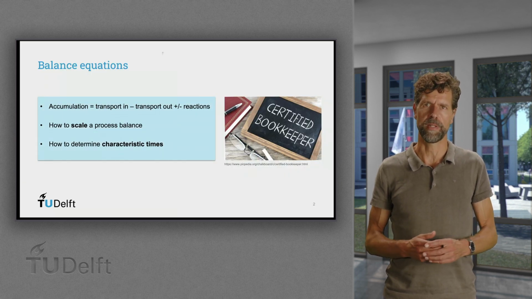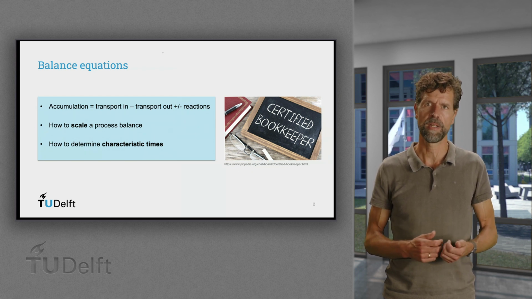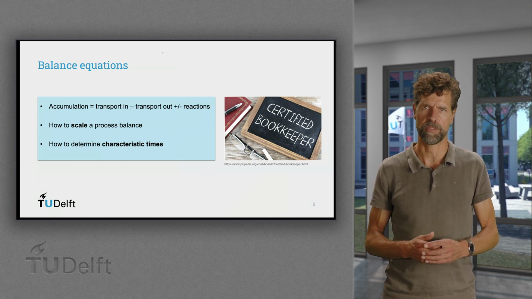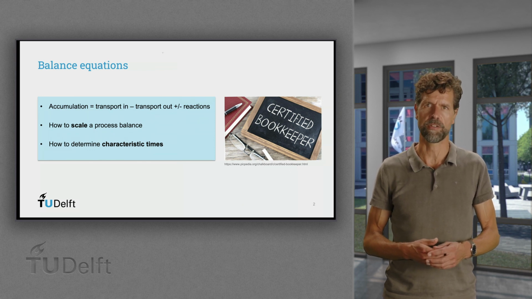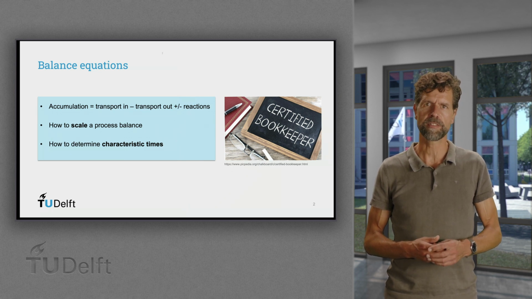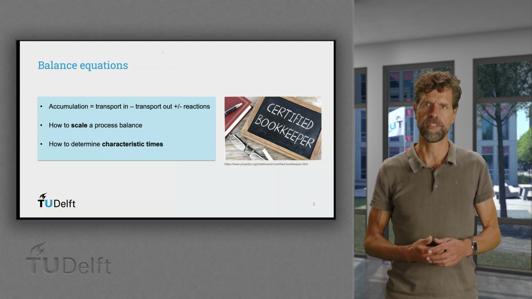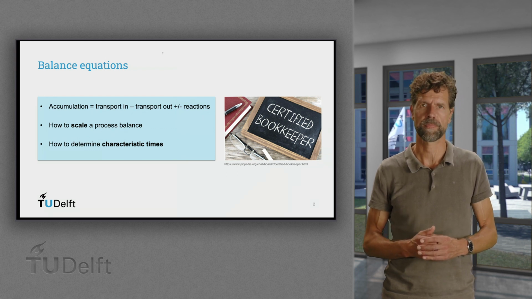As we already saw in the first lecture, balance equations include an accumulation term and terms for all relevant transport and reaction mechanisms. In this course module, you will learn how to scale a process balance and how to obtain characteristic times for each sub-process. The characteristic times tell you which sub-process is the bottleneck for each scale. If different scales lead to different bottlenecks, there's a scale-up issue.